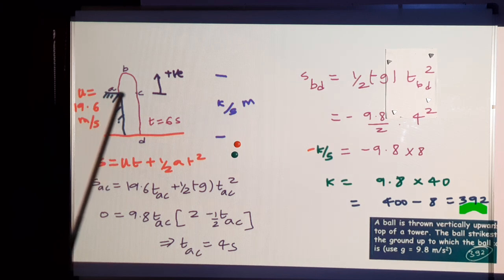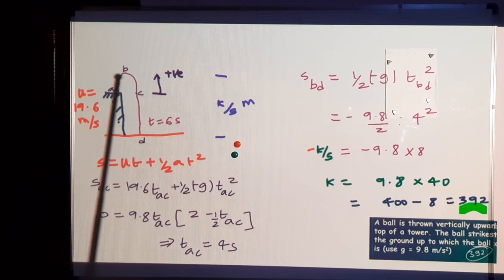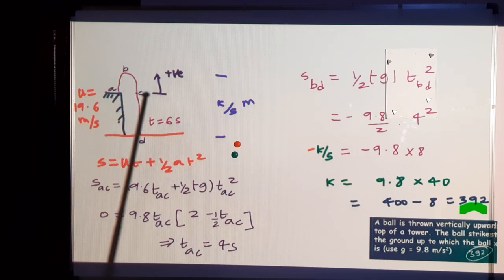I can apply it between the points A and C to get the time from here to here. So between A and C, the displacement is 0. u is given, upward direction is positive. So from this I get the time to go from A to C is 4 seconds. So by symmetry, the time to go from here is half of that, just 2 seconds. So total time is 6. From here to here it's 2, from here to here it's 2. So the remaining 2 will be from here to here.